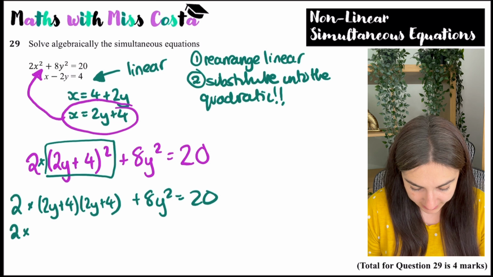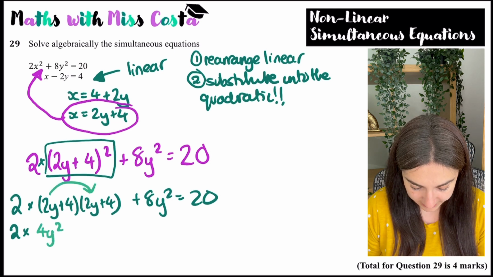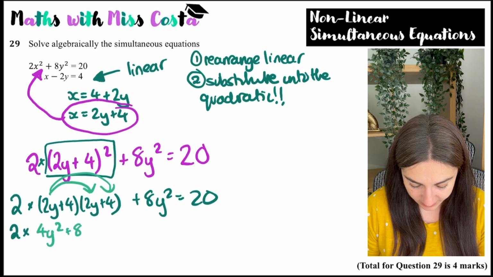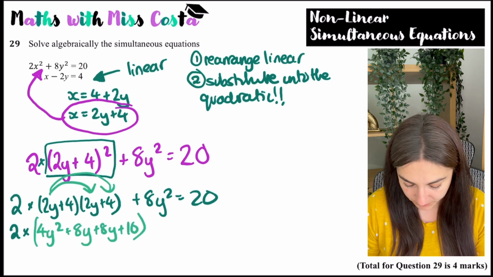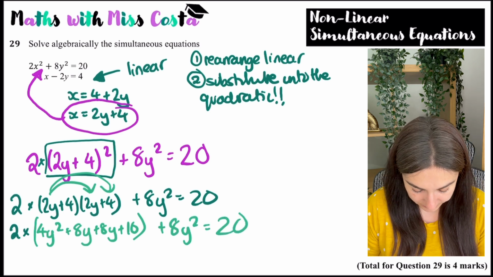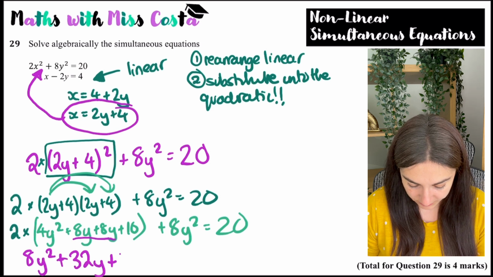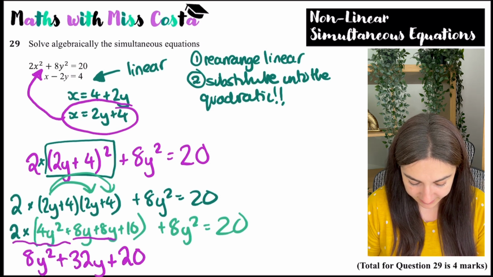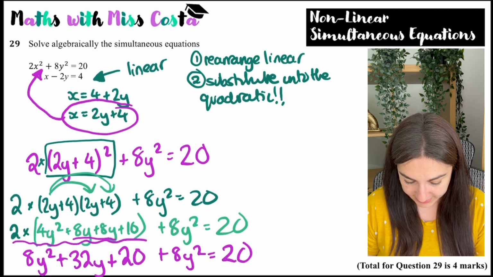So 2y times 2y is 4y squared. 2y times 4 is 8y, plus 16. All of this is being multiplied by 2, so let's just double it. That would be 8y squared, plus 16y becomes 32y, plus 20 hmm, I'll fix that. Okay, so I've expanded this. Then I add on 8y squared and it equals 20.